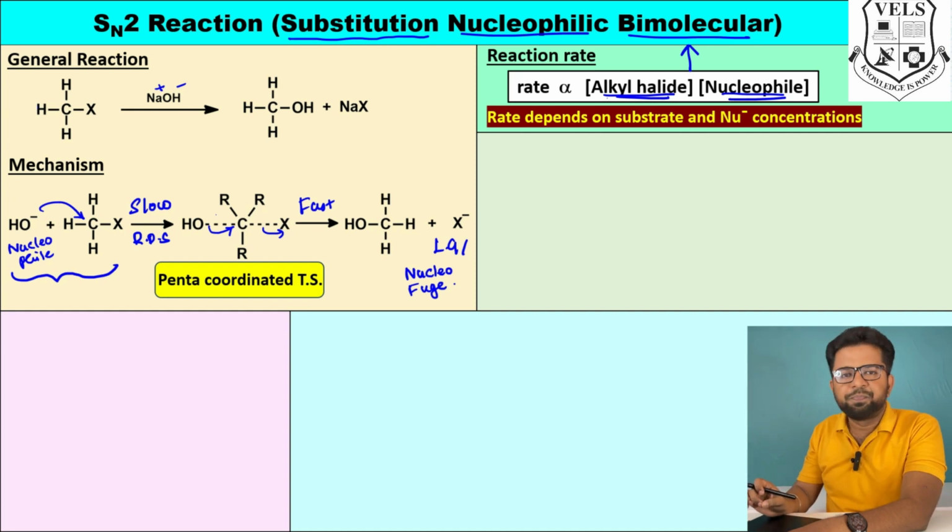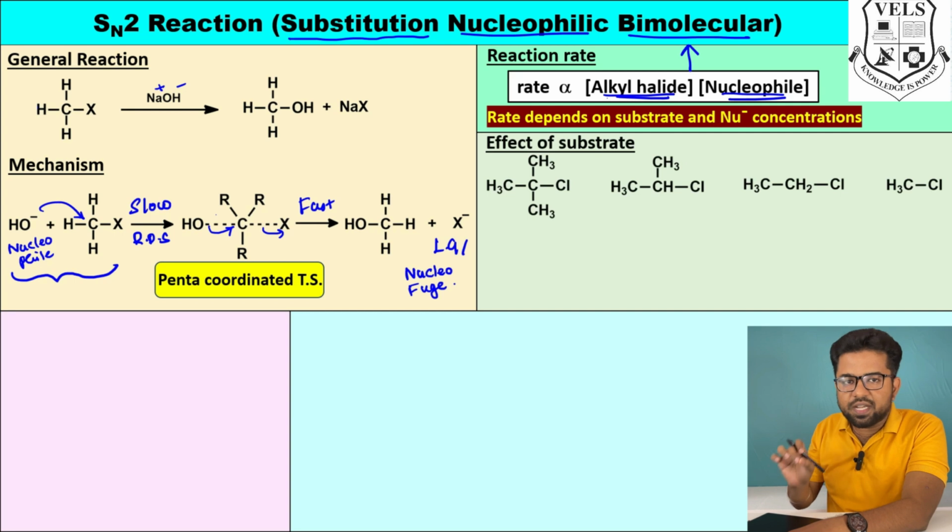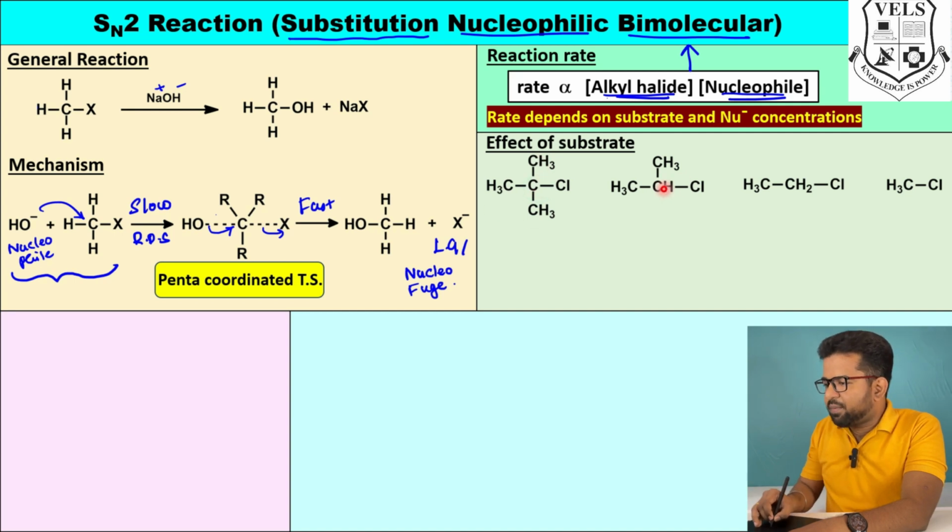Now let us discuss the effect of substrate in the SN2 reaction. For that purpose, I have given 4 molecules. The first molecule is tertiary butyl halide. The second molecule is isopropyl chloride. The third molecule is ethyl chloride. The fourth molecule is methyl chloride.